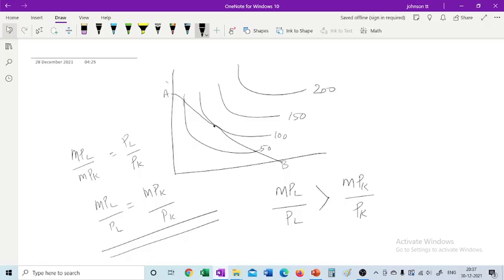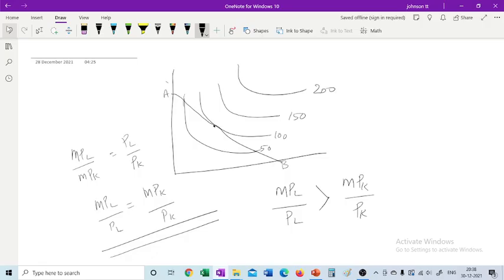See, now MPL by PL is greater than MPK by PK. That means MPK by PK is less and MPL by PL is more. How can we equate these two? You have to withdraw a certain amount that you have spent for capital. When you withdraw a certain amount, the number of units of capital decreases. When the number of units of capital decreases, the marginal productivity of capital increases.